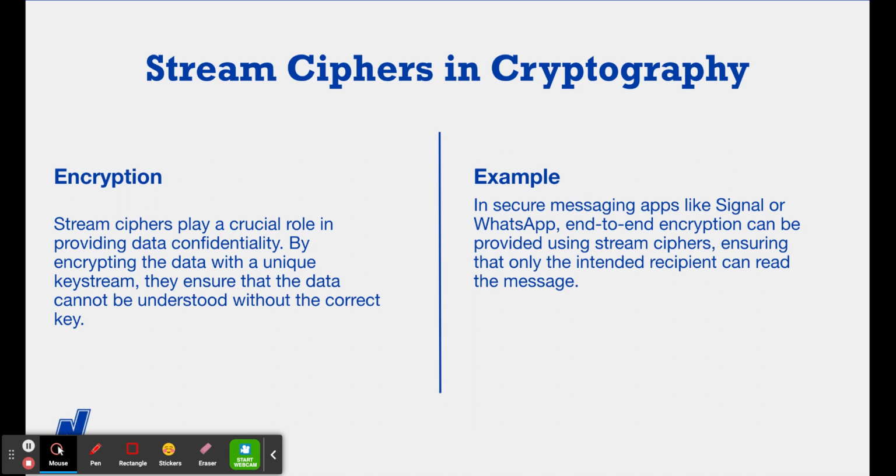A practical example of this is in secure messaging apps like Signal or WhatsApp, which may use stream ciphers for end-to-end encryption. In this scenario, your message is encrypted on your device and only decrypted on the recipient's device, ensuring that no one can read your messages as they travel over the network. So if you're using WhatsApp and send a message to one of your friends, nobody over the network should be able to read it. The only person that should be able to read it is your friend, or in this case, the receiver.